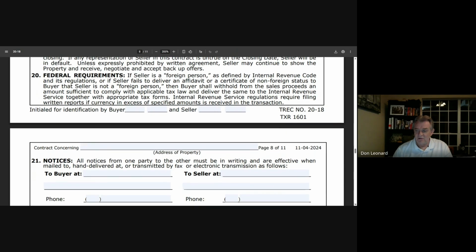20, federal requirements. If the seller is considered a foreign person, then according to the contract, the buyer withholds a certain amount of money from the sales proceeds. The reality is the title company will do that. Title company will withhold a certain amount from their proceeds, give them the opportunity to provide documentation that says that they should receive that money back. If they don't get that documentation, then they will send it on to the IRS.